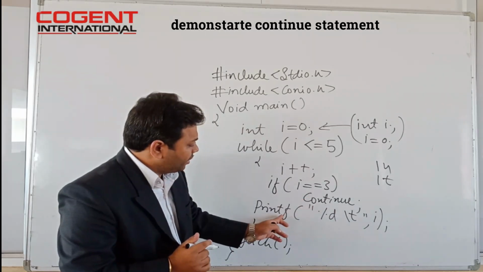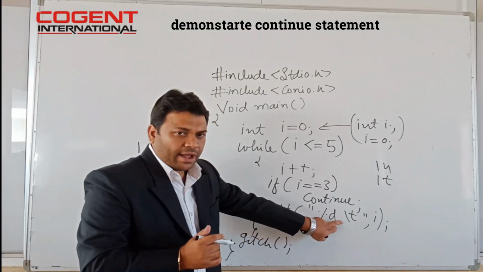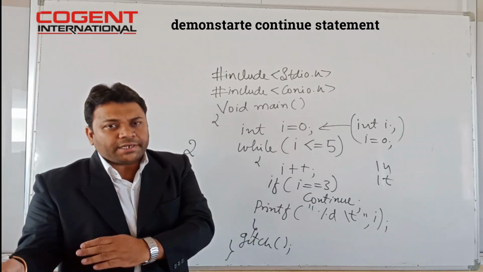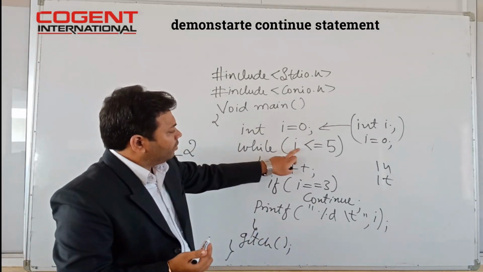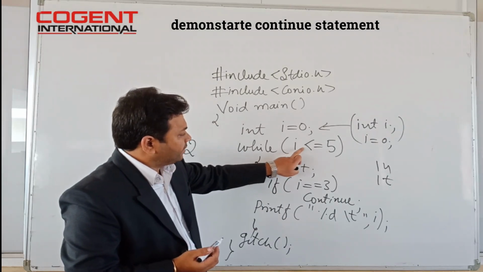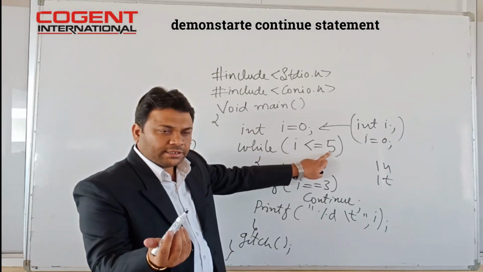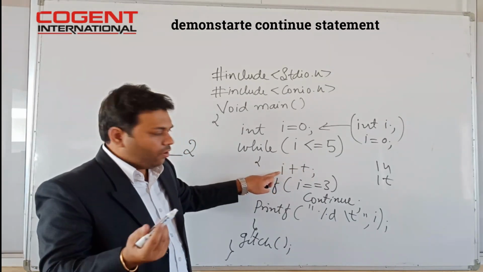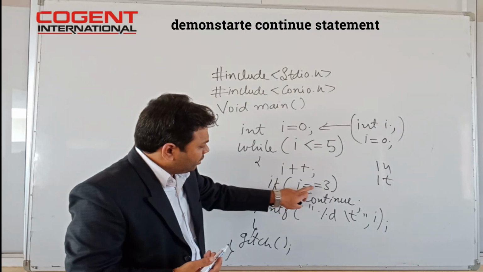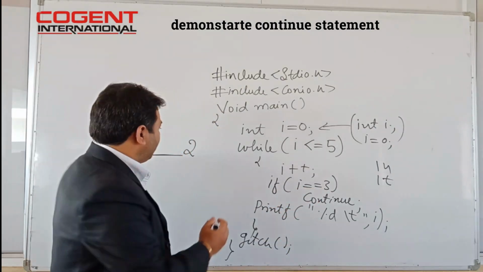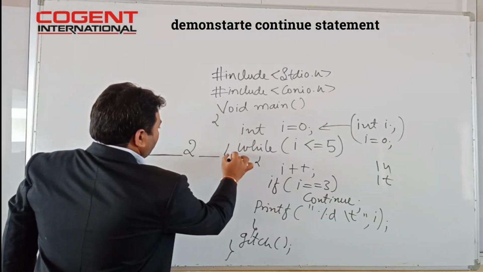So what is the current iteration? It has to print the value of I, that is 3. So it will stop that one and continue with the next iteration. That is, it will go to the while loop. Then the value of I is 3, and 3 is less than or equal to 5. The condition satisfies. Increment the value of I, so it becomes 4. 4 is equal to 3? No. Then print the value of I, that is 4.